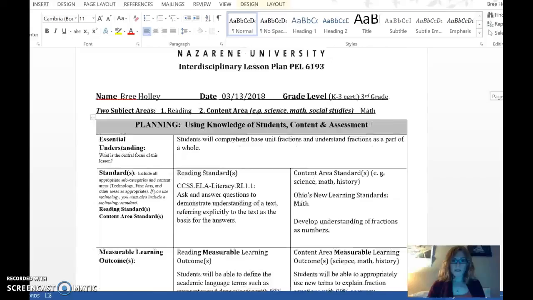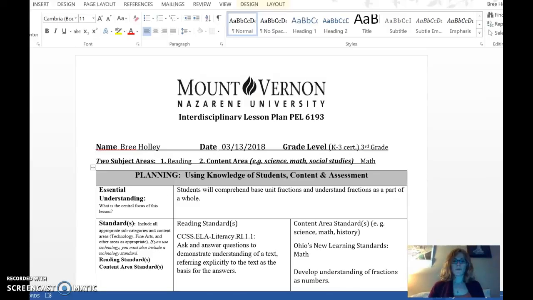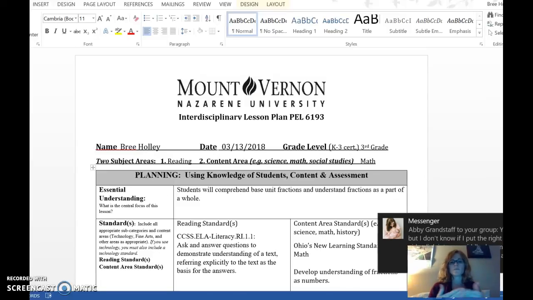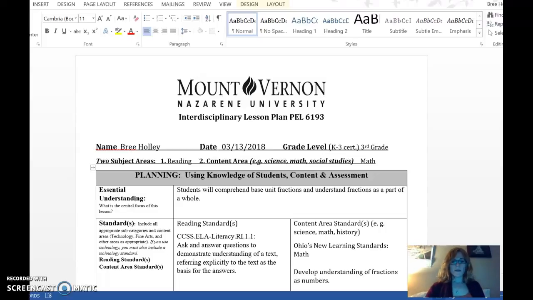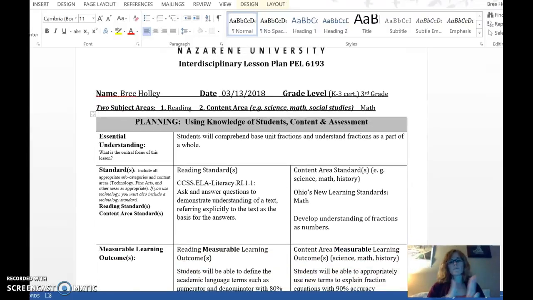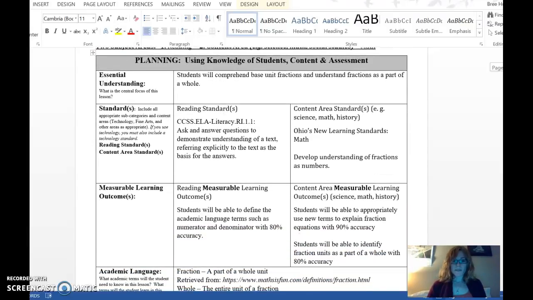So my lesson plan is actually for the third grade. I picked third grade because it's the second grade class right now. And it's reading and then math. So I'm incorporating the third grade math, specifically fractions, with reading. There are my standards, sorry.